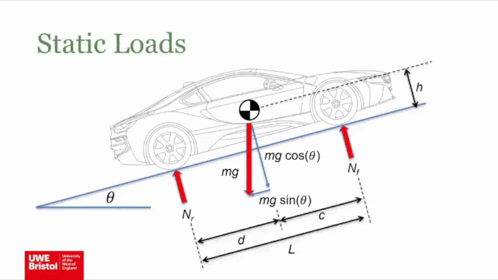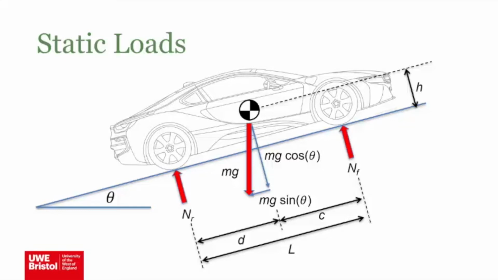Let's work out what the normal loads are on the wheels, with all these different resistive forces. Here I've got my vehicle, my centre of gravity, and my wheelbase, which is the length L. The distance between the rear axle and the centre of gravity is D, and from the front axle to the centre of gravity is C. So C plus D equals L, those two lengths equal the wheelbase. The wheelbase is the distance between the front axle and the back axle. And I've got the height of the centre of gravity above the ground, which I've called h.